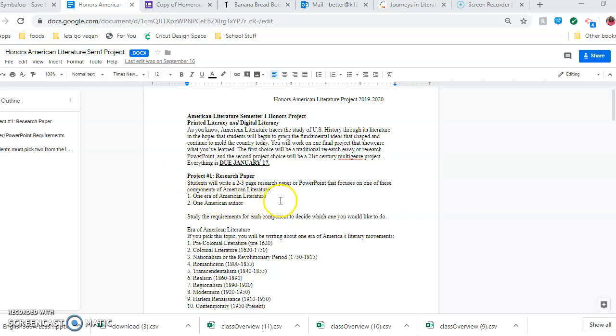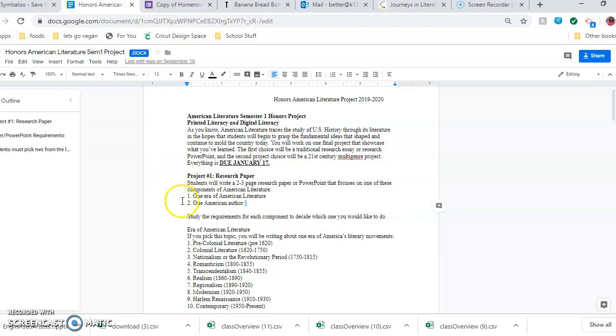You can do either an era of American literature, which you can see in a list right here, or an American author. Should you choose to do an American author, just make sure they're actually American. Send me an email like, hey, is Ernest Hemingway an American author? Yeah, he is. You can write about him. Shakespeare is not. I don't want a Shakespeare paper this year. Please, for the love of all that is good in this world, no Shakespeare papers. He is not American.